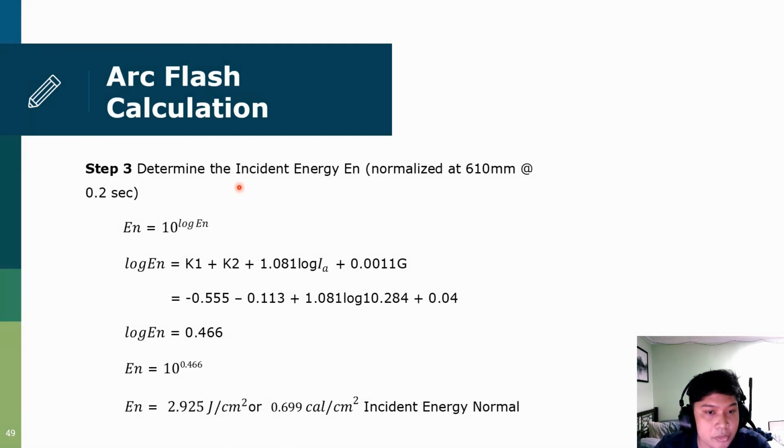In step 3, we determine the incident energy En. So this is the formula. The formula of log En is this one. Substituting the variables, which is the one. The result is 0.466. Substituting this value to this one, 10 raised to 0.466 is 2.925 joule per square centimeter or 0.699 calorie per square centimeter.